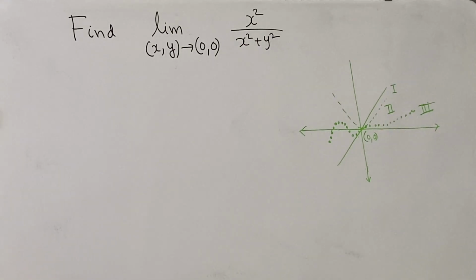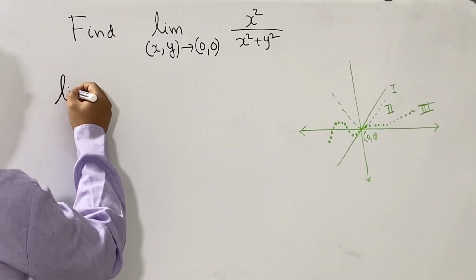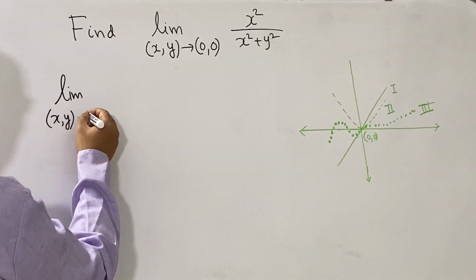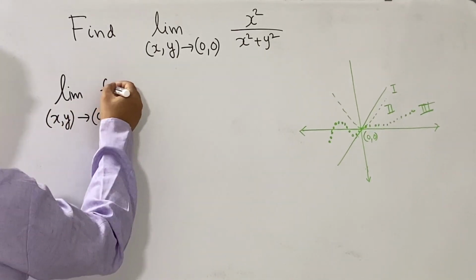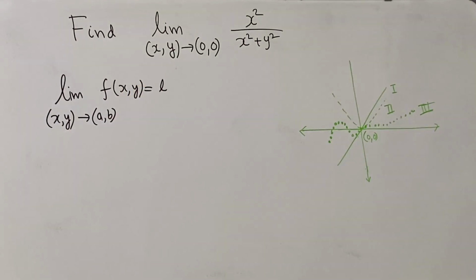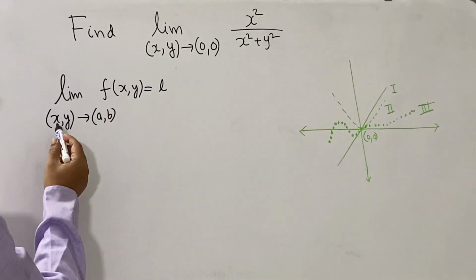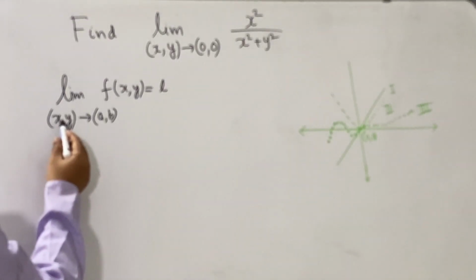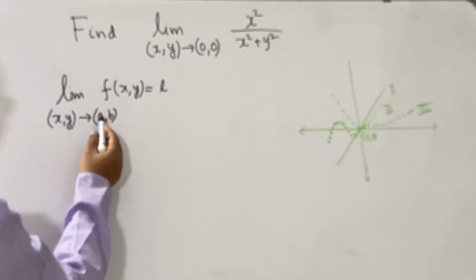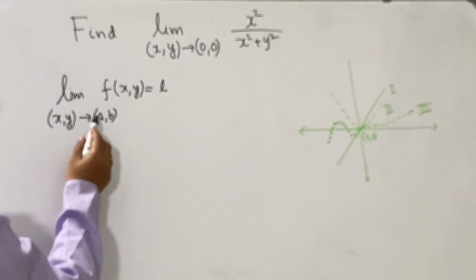So, just to refresh, what is the meaning of a double limit? Say as (x, y) goes to (a, b), f(x, y) is equal to L. We say that a function f(x, y) tends to the limit L as the ordered pair (x, y) approaches the ordered pair (a, b) if the value of f(x, y) becomes close to L as this ordered pair (x, y) becomes close to the point (a, b), except perhaps at the point (a, b).